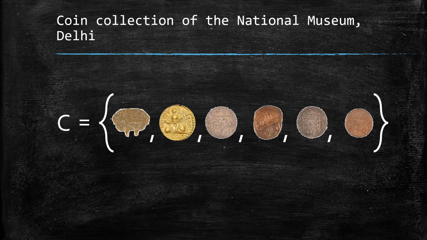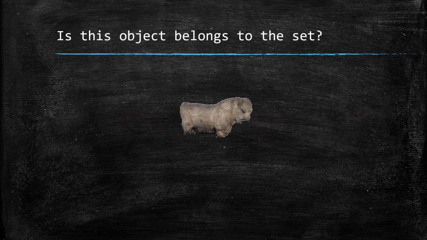Now consider the following set. Here I have taken an example of a finite set, and this set denotes the coin collection of the National Museum, Delhi. There are 1, 2, 3, 4, 5, 6 elements in this set, and now if I ask which element belongs to the set and which element does not belong to the set, let me ask you one question. The question is, does this object belong to the set C, the set of the National Museum, Delhi?